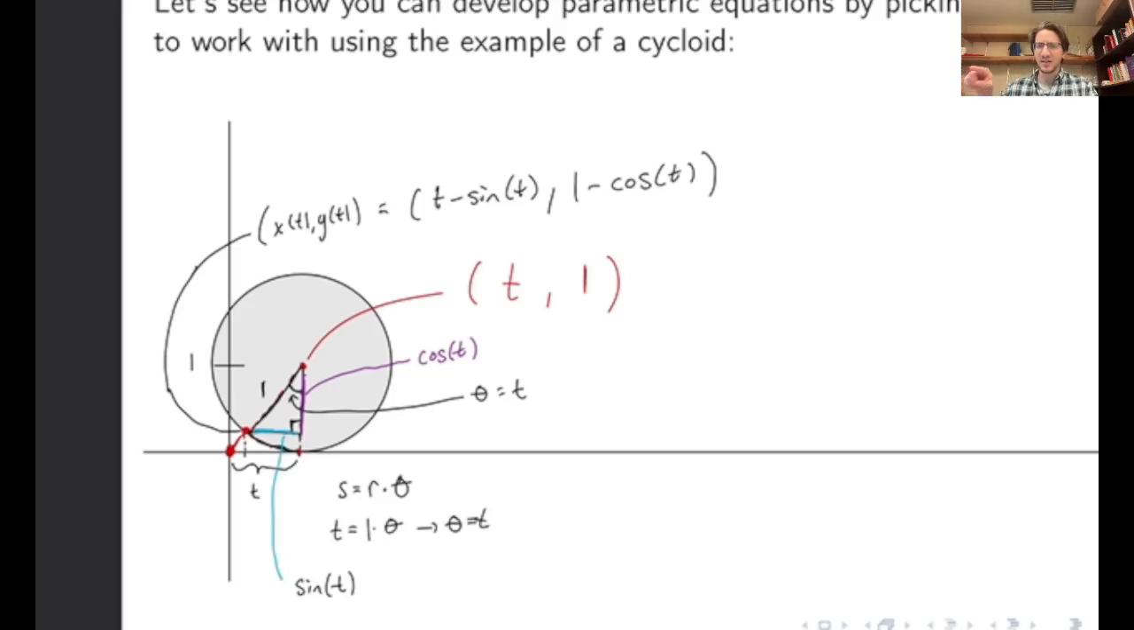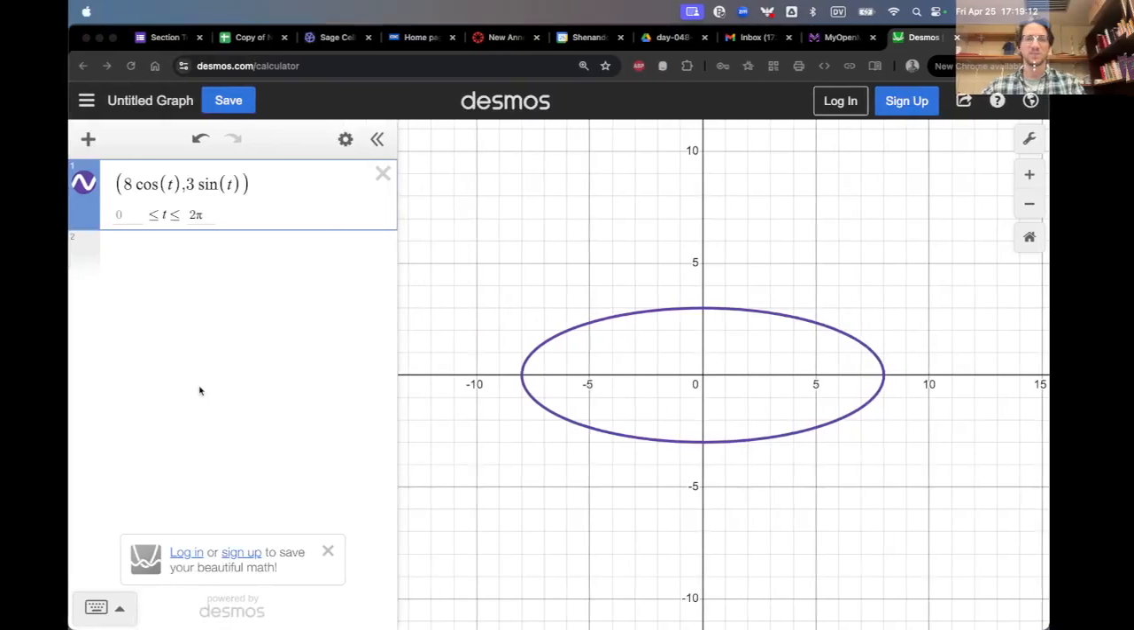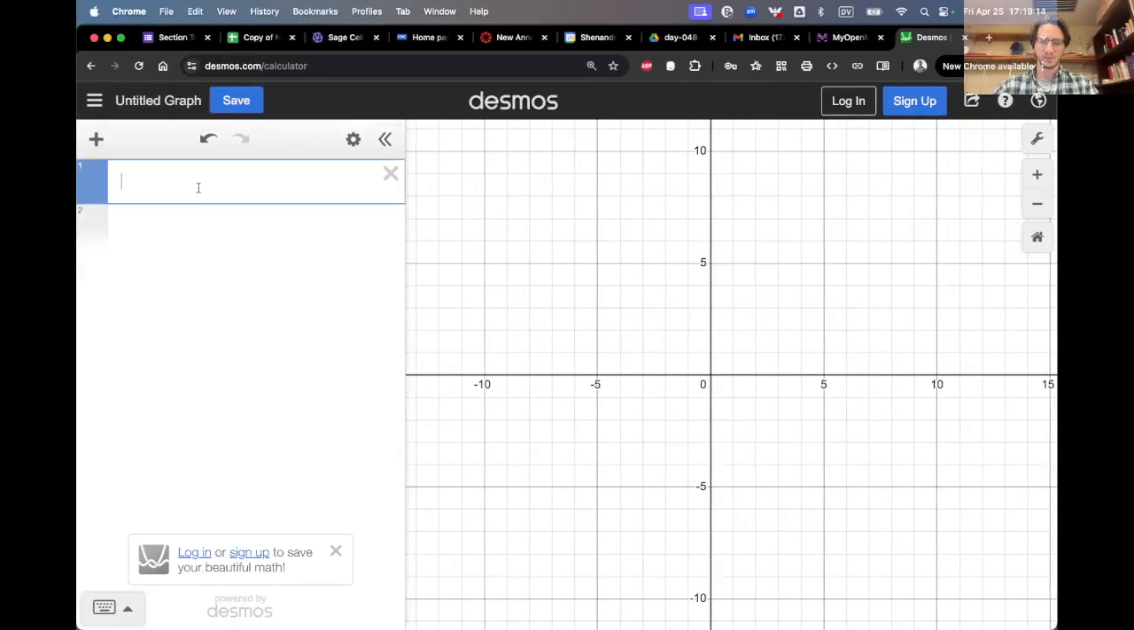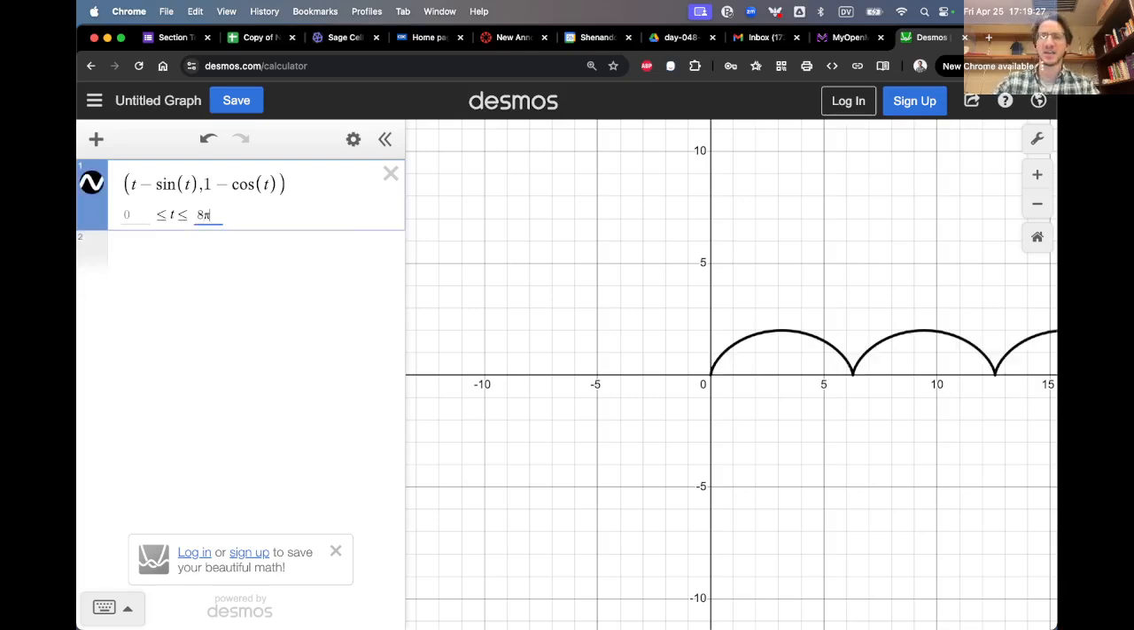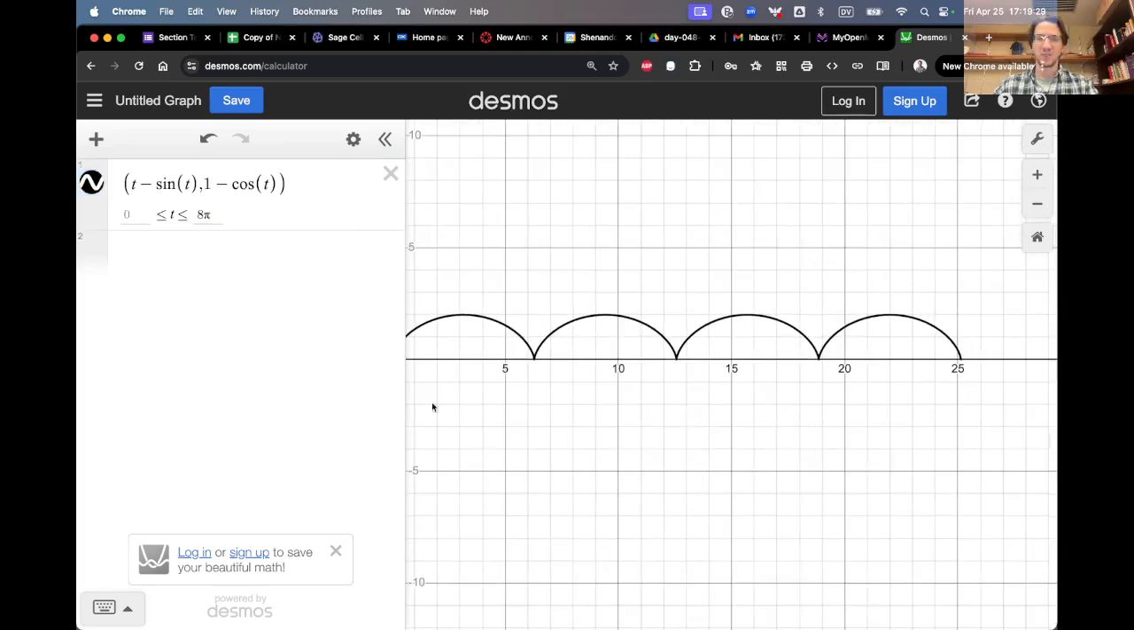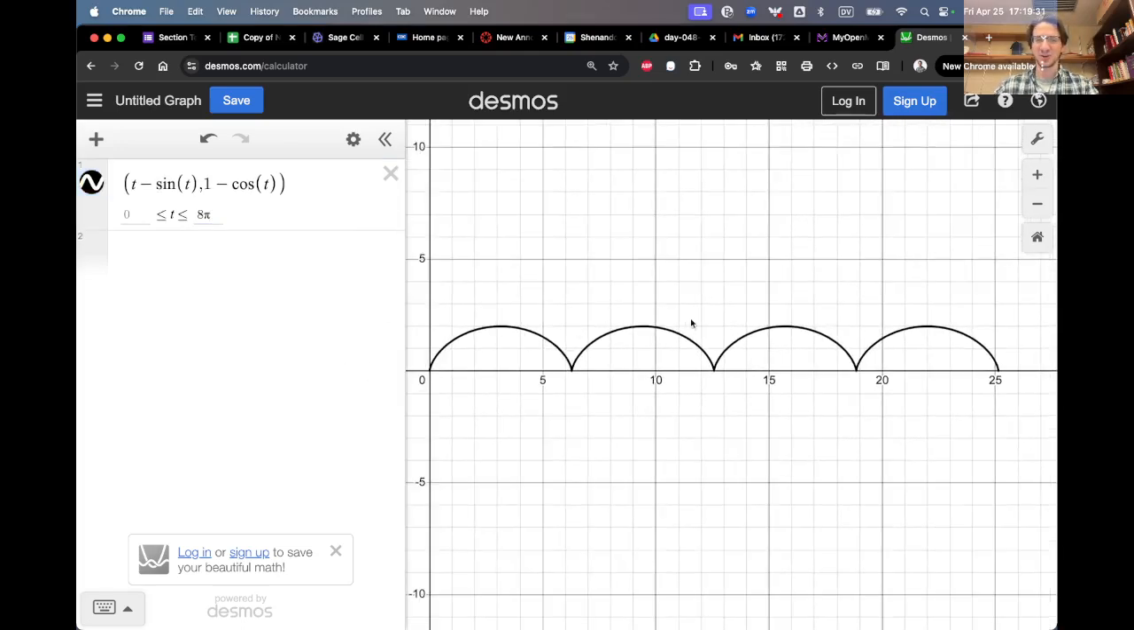Again, we feel like from our intuition for what this should look like, that this should just be some sort of bouncing motion. Let's go and check. Here we go. t minus sine of t, comma, 1 minus cosine of t for t between 0 and, let's go 4 full rotations, which means 8 pi. Ooh, look at that. There's our bug's path. Wow, this curve is known as the cycloid.